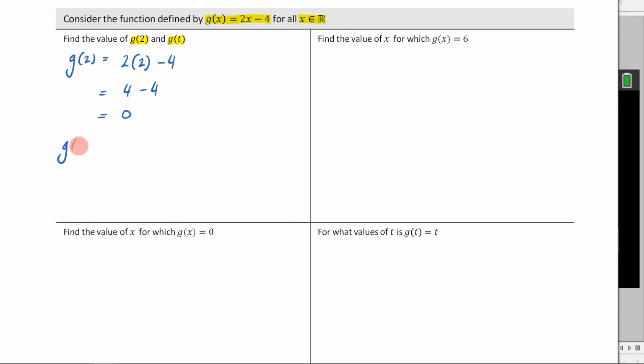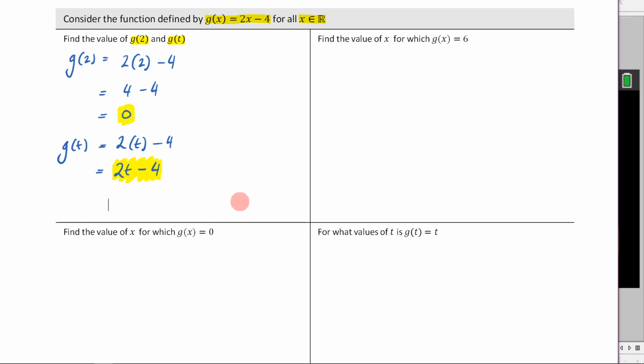Then g of t is simply going to be replacing the x with a t. So it's going to be 2t minus 4. There's nothing more I can do there. So those are my two answers. When I subbed 2 in, I got 0 out. When I subbed t in, I got 2t minus 4.